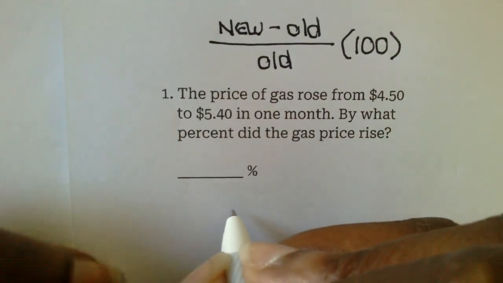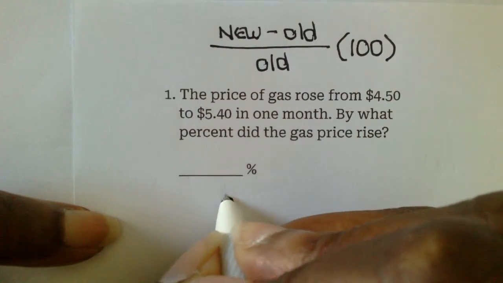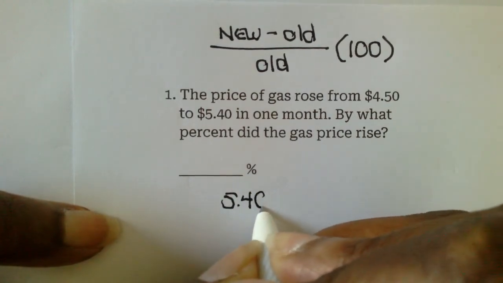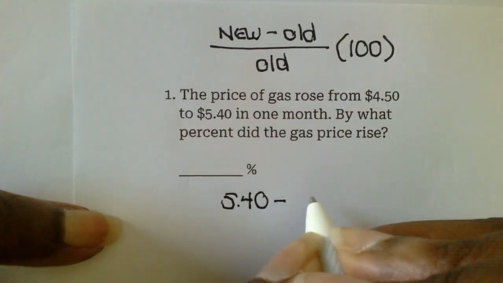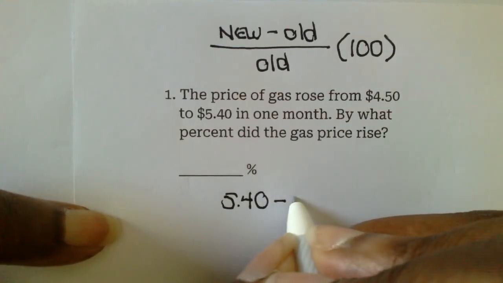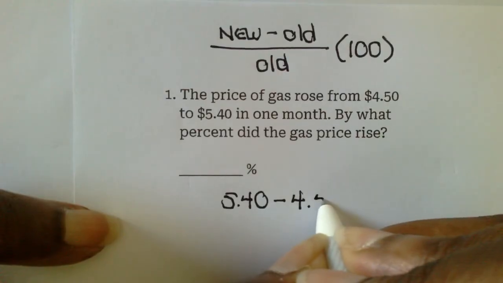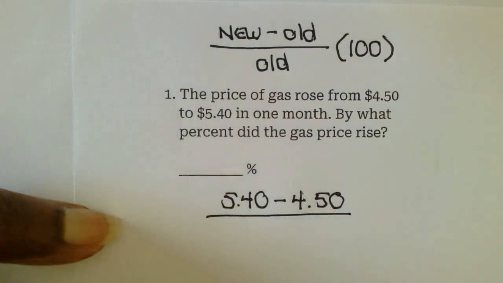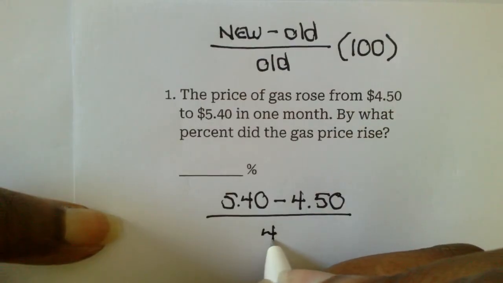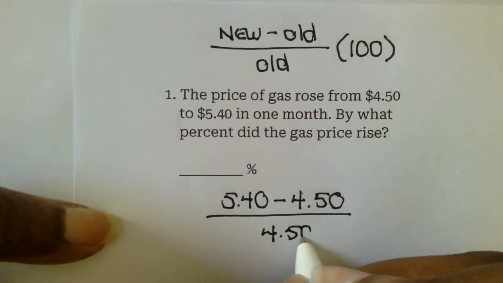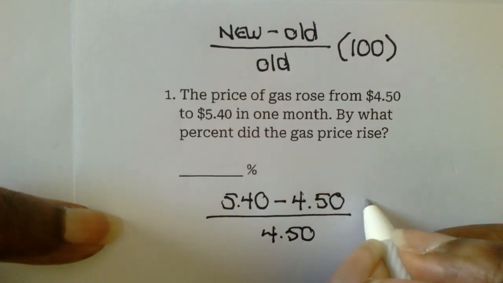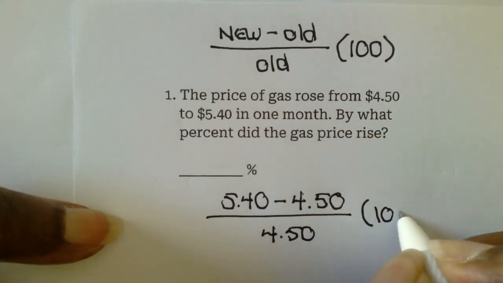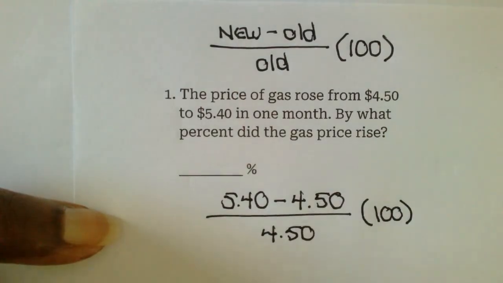So we set up with our 540, minus the old, which was at 450, divided by what the old price was, which is 450. And then what you get, you multiply by 100, so we can get that percentage.